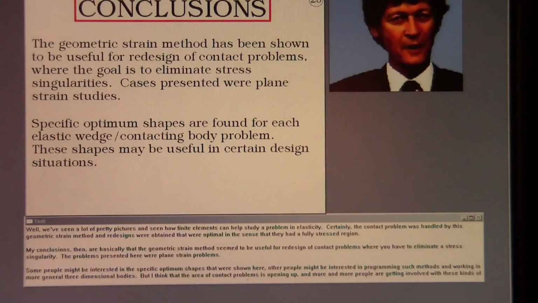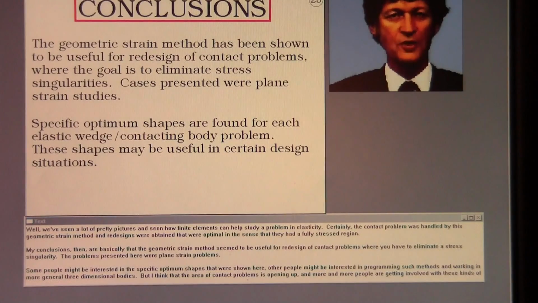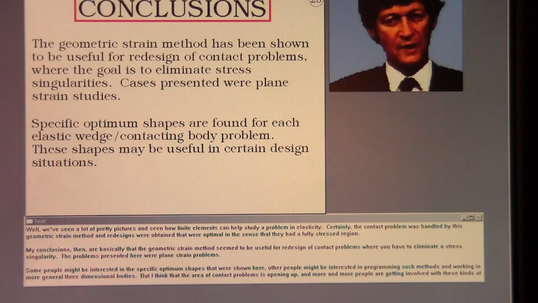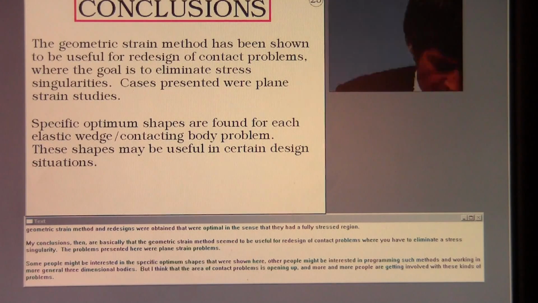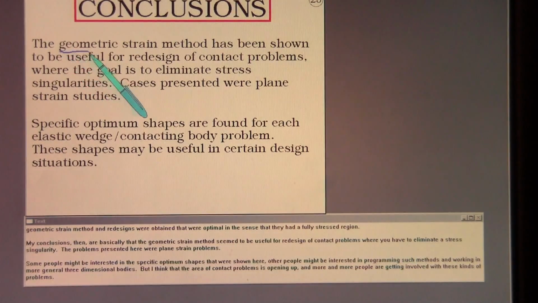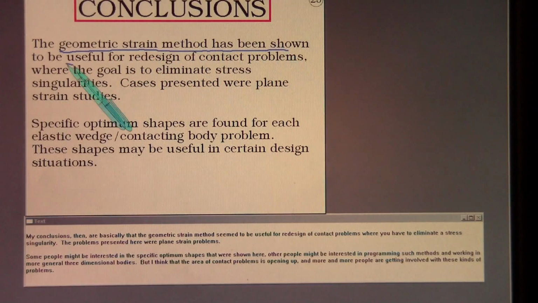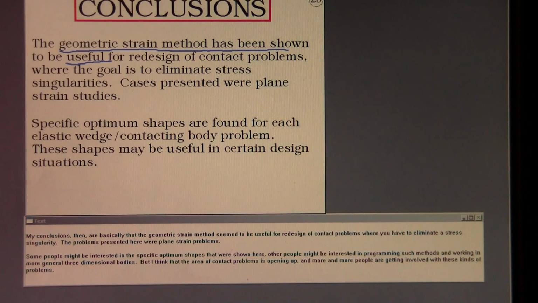Well, we've seen a lot of pretty pictures and seen how finite elements can help study a problem in elasticity. Certainly the contact problem was handled by this geometric strain method, and redesigns were obtained that were optimal in the sense that they had a fully stressed region. My conclusions then are basically that the geometric strain method seemed to be useful for redesign of contact problems where you have to eliminate a stress singularity. The problems presented here were plain strain problems.